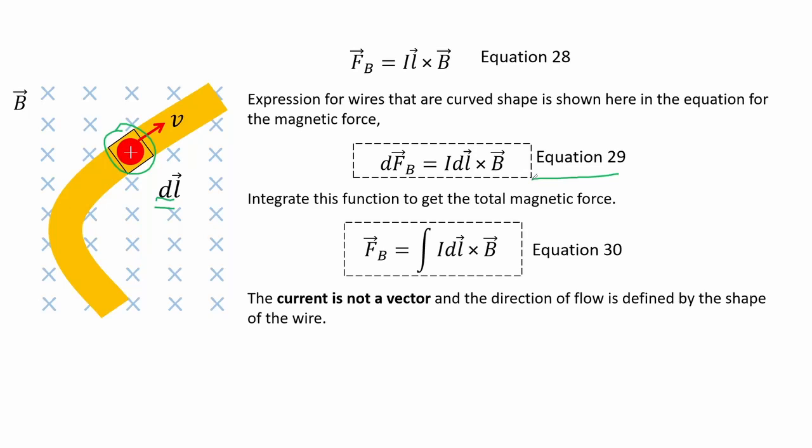We note that the current is not a vector and the direction of flow is defined by the shape of the wire. So it is described by the dl. Even if the conductor is curved, the current will be the same at all points along its length.